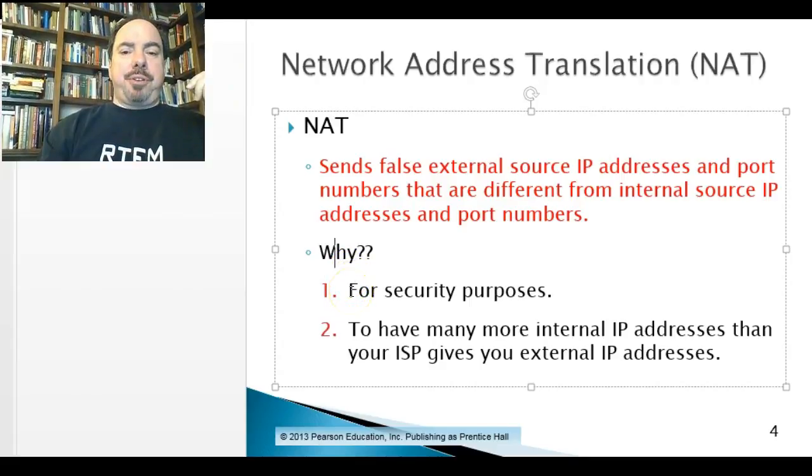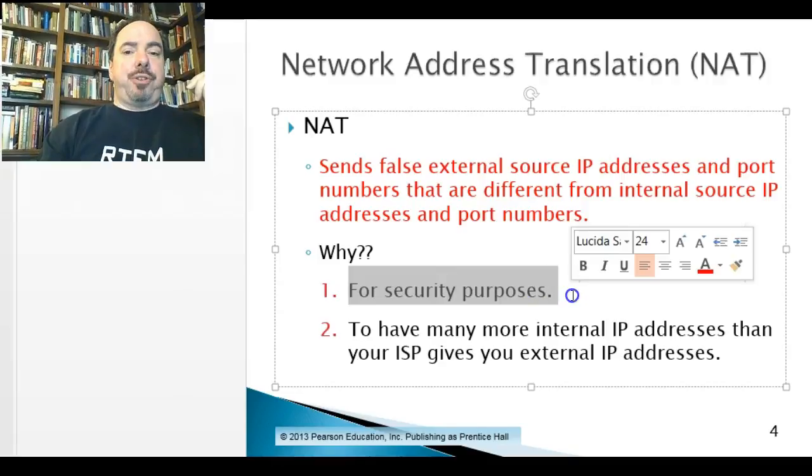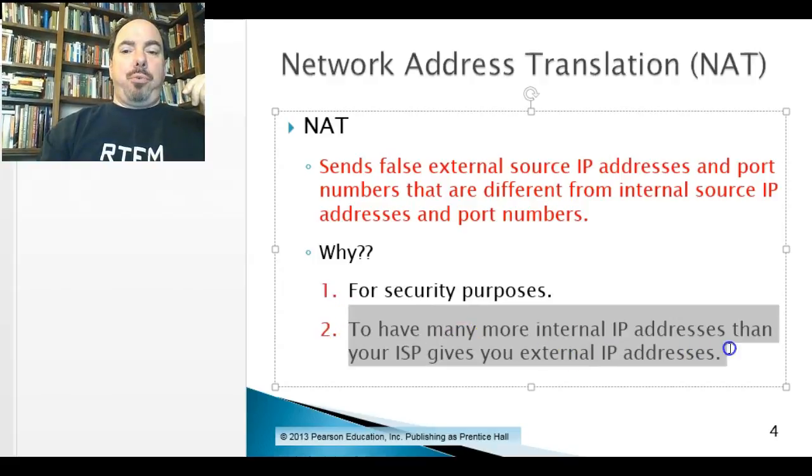And we said in class that there are two reasons for NAT. One is, I think it still very much serves a security purpose. Anytime you change the IP address scheme, that's one more thing that hackers have to navigate to get onto your network. And then, of course, the other reason is to give you more internal IP addresses.